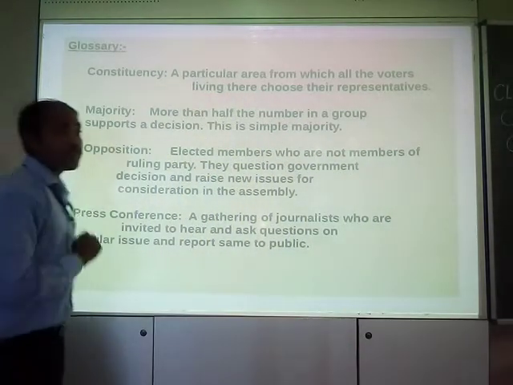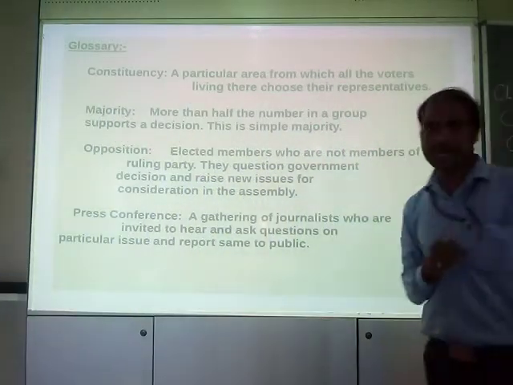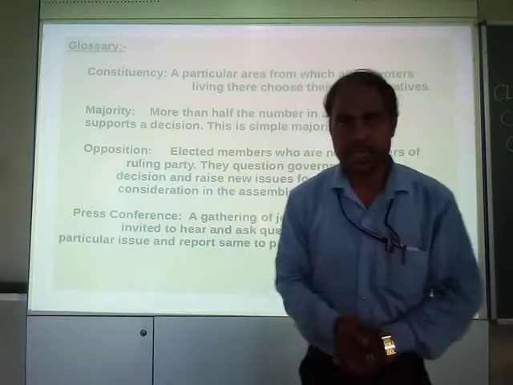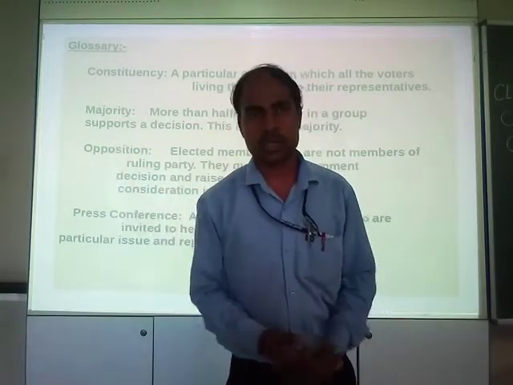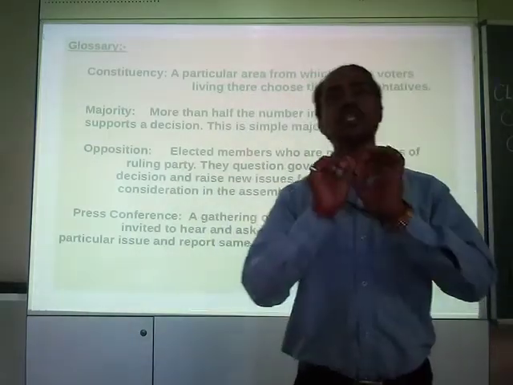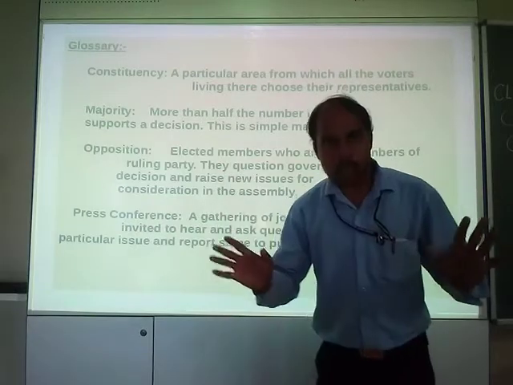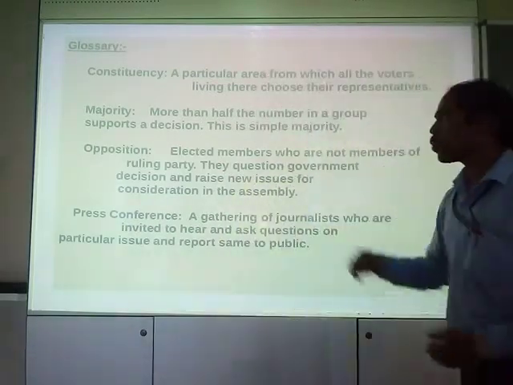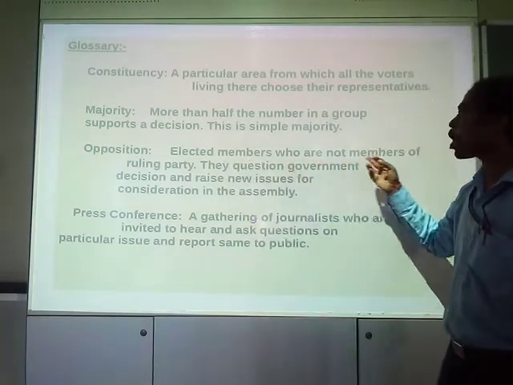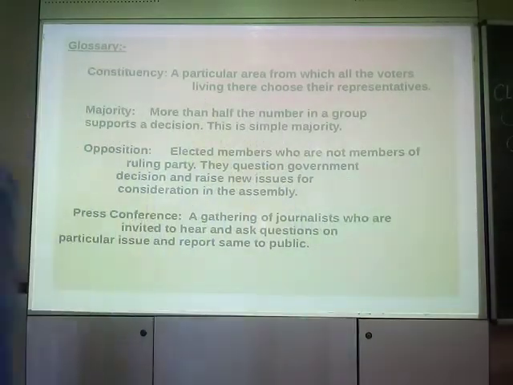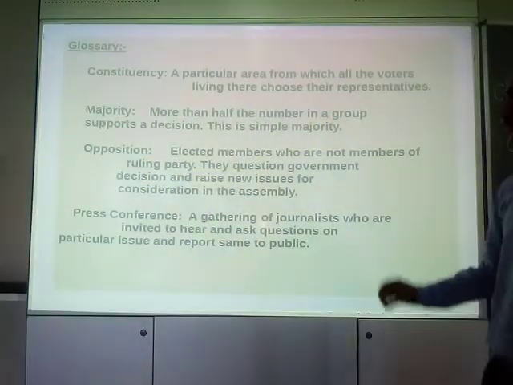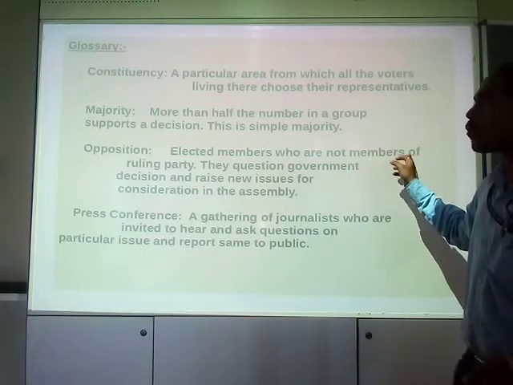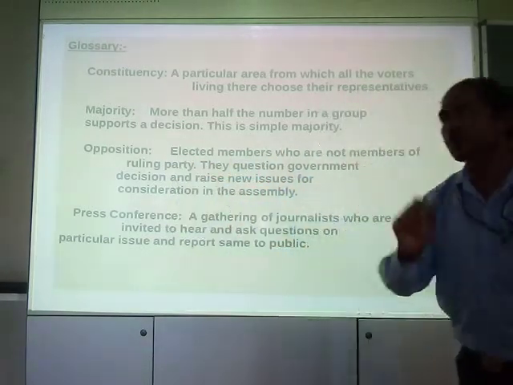Okay, now another term is opposition. There are two kinds of party, ruling party and opposition party, right? Ruling party, the party which is ruling, the party which has won. And opposition party which is not ruling, the party that has lost. So elected members who are not members of the ruling party are the opposition.